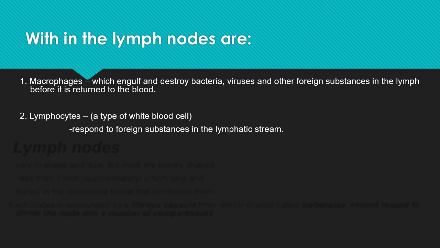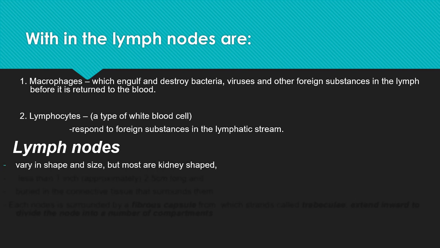Within the lymph nodes are macrophages. And what are these macrophages? They engulf and destroy bacteria, viruses, and other foreign substances in the lymph before it is returned to the blood. The lymphocytes, a type of white blood cell, respond to foreign substances in the lymphatic stream.